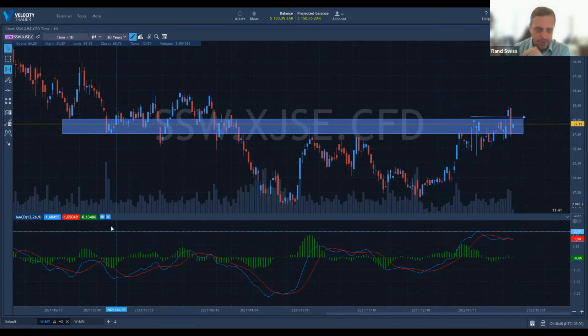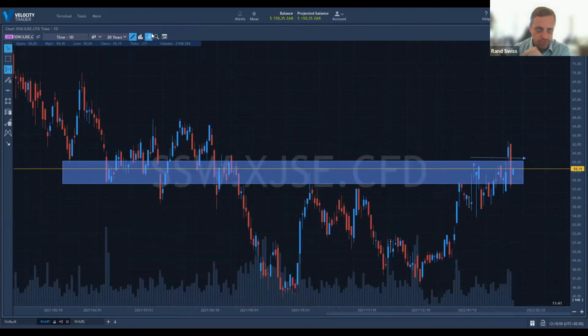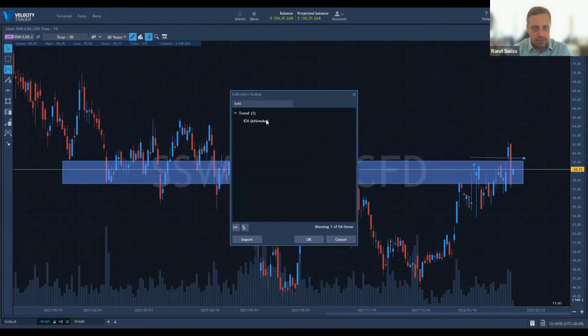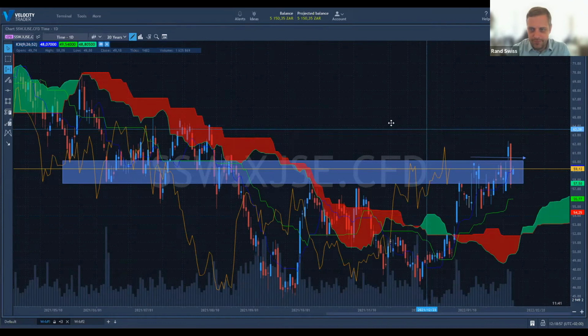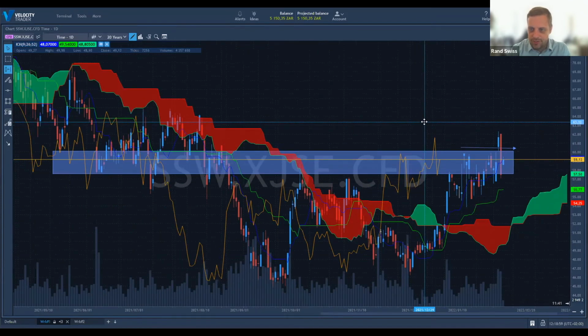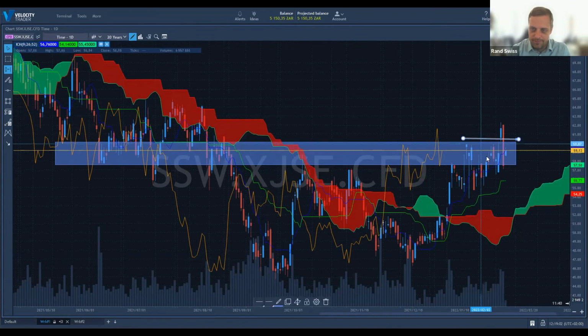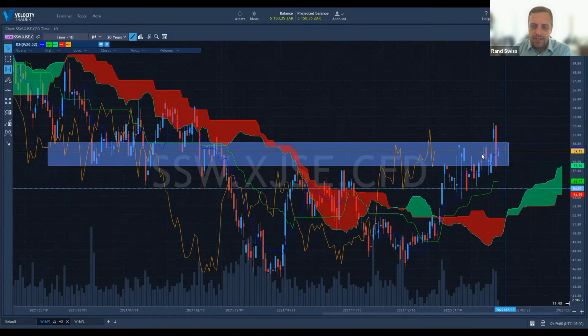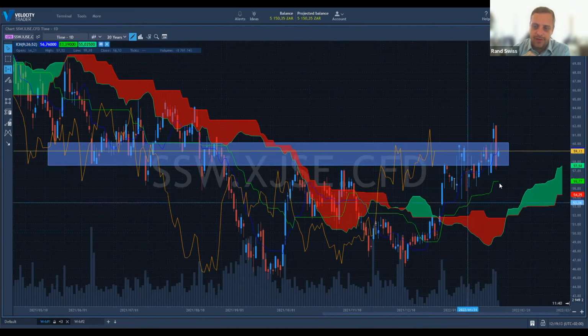Let's put on our usual Ichimoku. Okay, now the Ichimoku is telling us a very, very different story. For those of you who are not aware how this indicator works, basically it has multiple moving parts. First is your short-term moving average, medium moving average. And this is what's known as the cloud. This is your leading indicator. And then this is your lagging indicator.